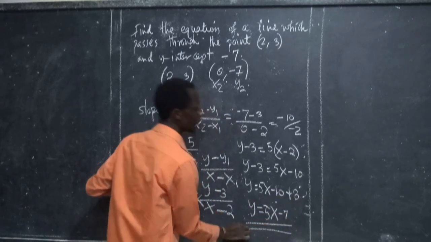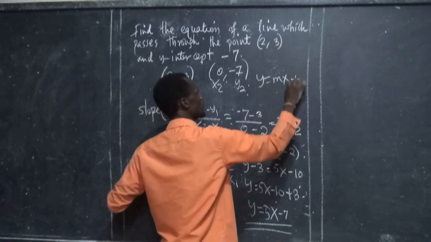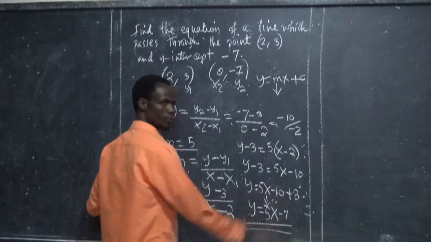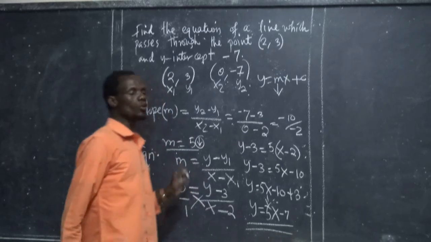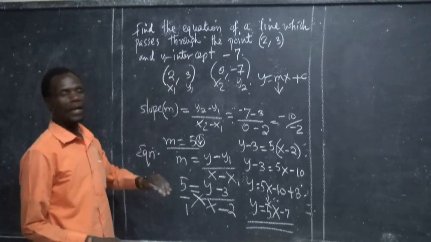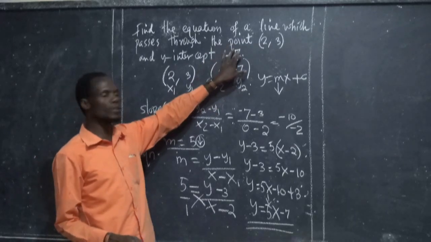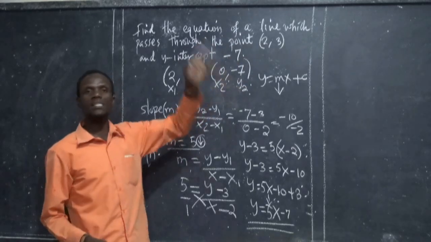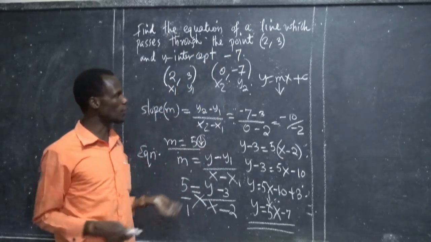This is the equation. Your equation must be written in the form y is equal to mx plus c. This is the slope. As you can see, our slope now is 5. And here our slope is what? 5. So you have to be very careful. You've been given the point and the y-intercept. The first point is here, and the second point is obtained by thinking about the y-intercept. If another time you've been given the x-intercept, it is obtained when y is equal to 0. That's how we do it.